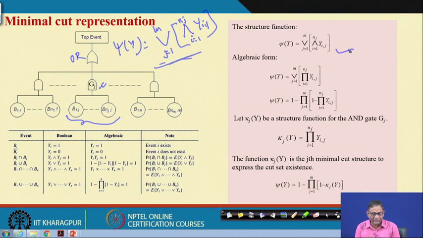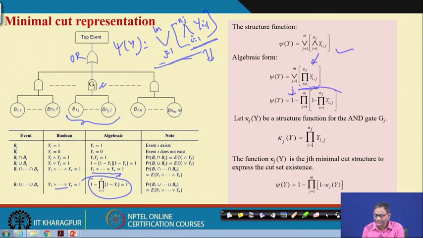When you go for writing it in algebraic form, the intersection part is basically multiplication. So, the intersection part is converted to this multiplication. When you write the union, you will be writing it in this form, which you have seen earlier in the last class.